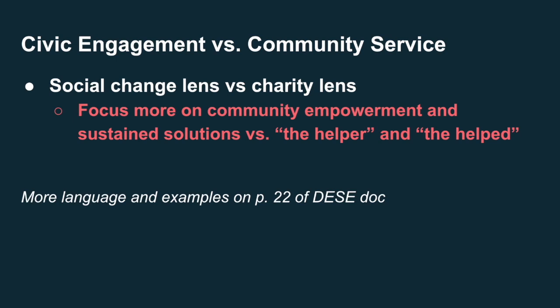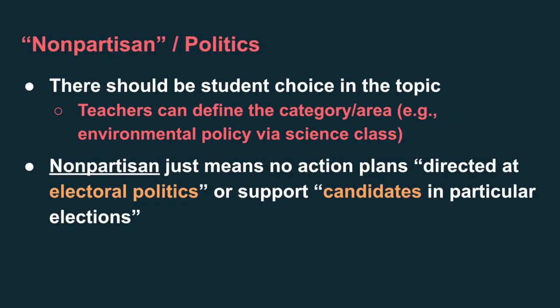So this is long-term impact that we're going for, and we're partnering with the community and letting the community lead the change. We are not coming in to be the helper and to help the helped, right? So we're not having that distinction of helper and helped, or white saviorism, or whatever you want to call it. This is a social change lens versus a charity lens. Super important. And I think we often use words like community service. We don't want to, because that's not what we're doing.